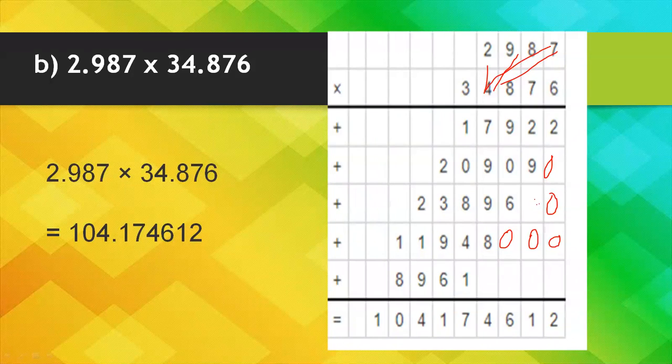Yes. So how many digits in the given? Yes, it's 1, 2, 3, 4, 5. It's a 5 digit multiplication. 4 digit multiply with 5 digit number. Okay, so what is given to us?